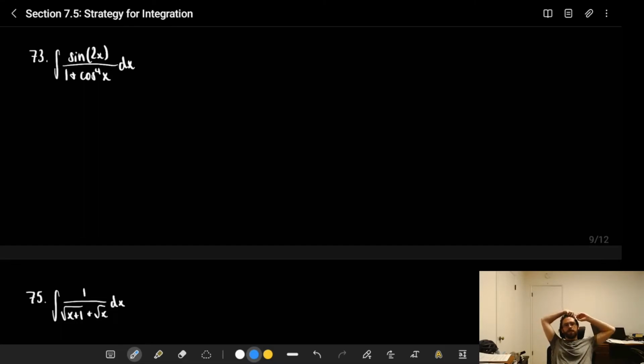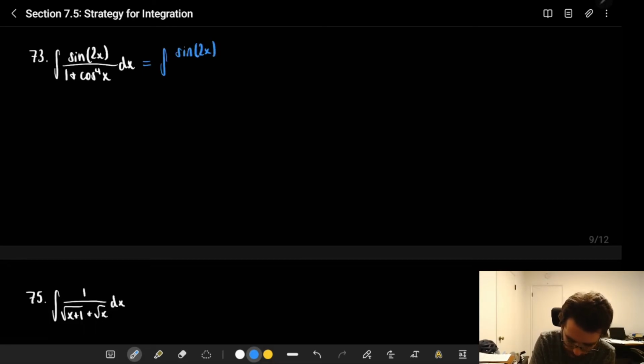Is 73 gonna stump me? I guess I could plug in an identity for cosine squared and square it to get cosine to the 4th. Actually, that's not bad, because that gets a 2x in the cosine. So we'll leave it as sine of 2x.